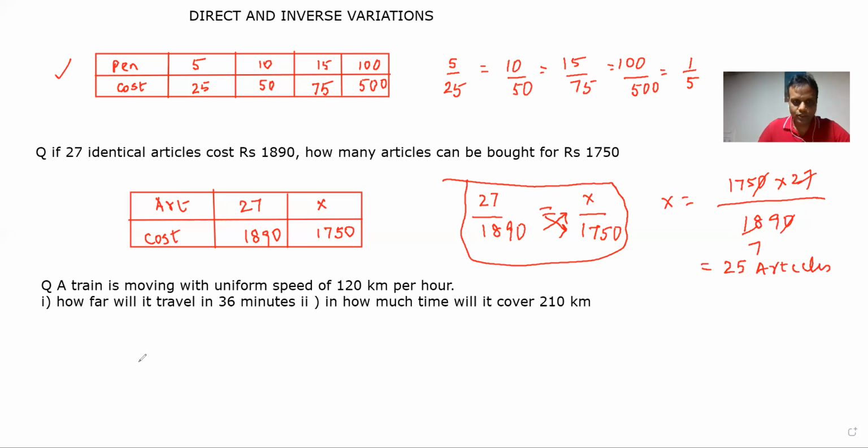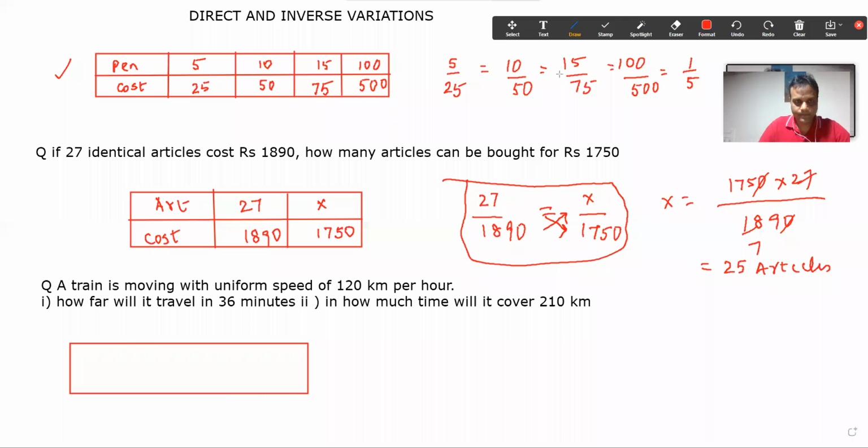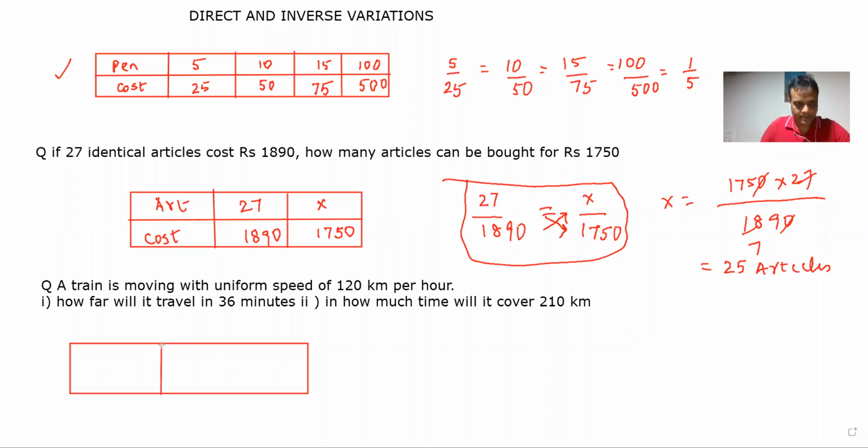So let's do one more example. A train is moving with uniform speed of 120 kilometer per hour. The first part says, how far will it travel in 36 minutes? So let's do this. First, let's make a table, and let me make the grids. Now, I'm going to put the two variables. What are the two variables? One is time, and the second one is distance.